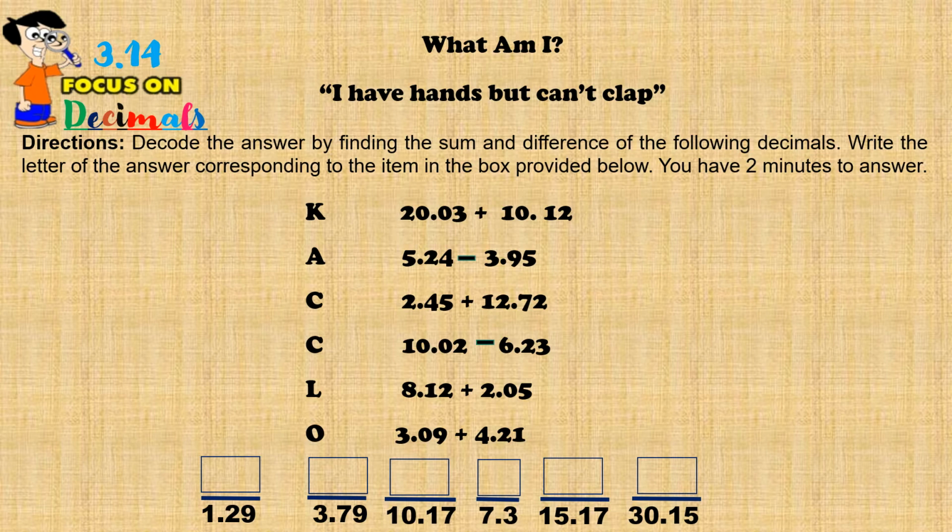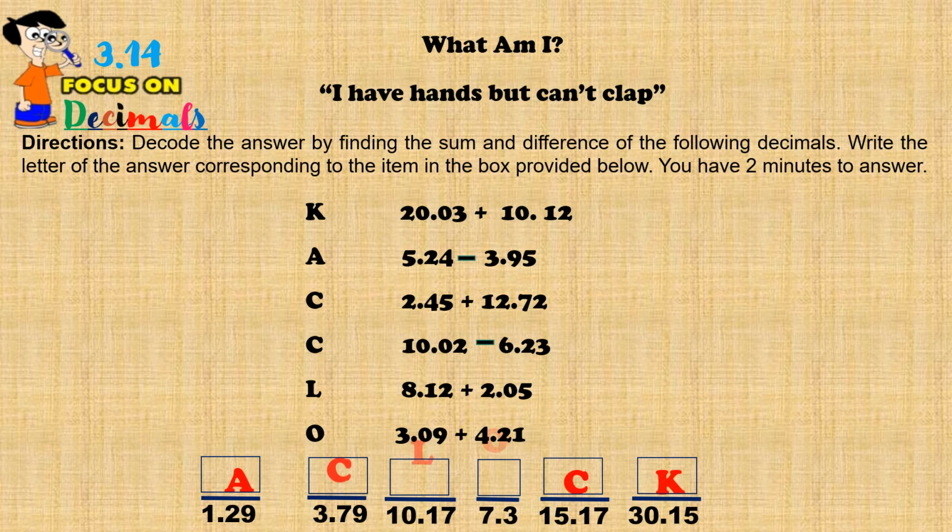For letter K, 20.03 plus 10.12 equals 30.15. Letter A, 5.24 minus 3.95 equals 1.29. For letter C, 2.45 plus 12.72 equals 15.70. For letter C, 10.02 minus 6.23 equals 3.79.